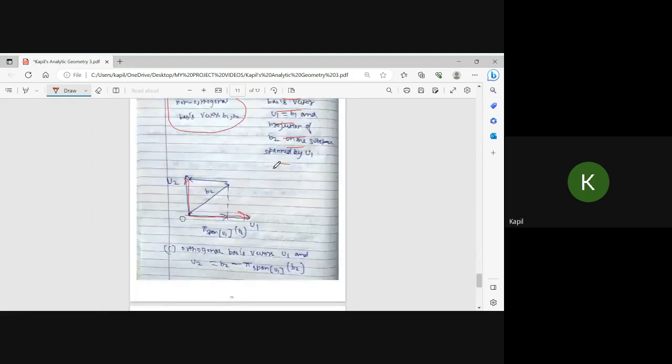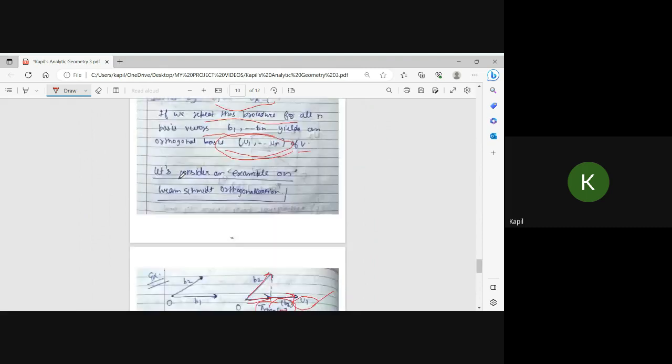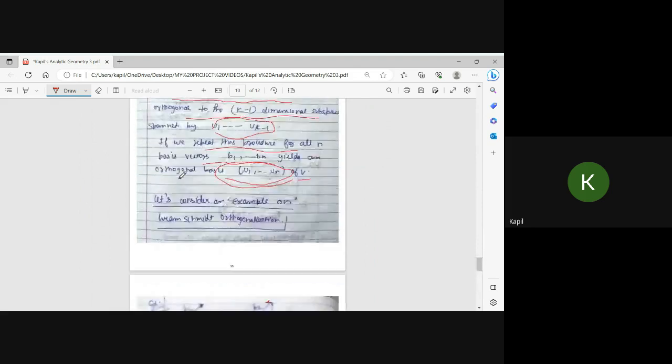So what was the b2 vector? This is the b2 vector. From this we subtract the second vector, which is the negative direction of this vector. This is the positive direction, this is the negative, because this is the negative projection on the span of u1, and we get our resultant u2 here. This is our second orthogonal vector u2. So in the third case we have generated the second orthogonal vector u2.